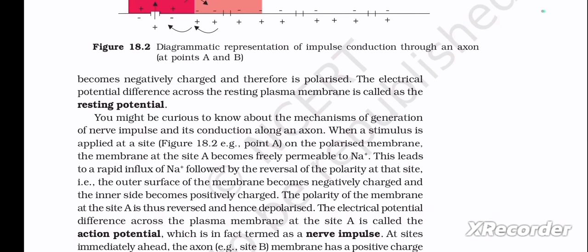You might be curious to know about the mechanisms of generation of a nerve impulse and its conduction along an axon. When a stimulus is applied at a site, site A in figure 18.2, on the polarized membrane, the membrane at site A becomes freely permeable to sodium ions. This leads to a rapid influx of sodium ions followed by the reversal of the polarity at that site. That is, the outer surface of the membrane becomes negatively charged and the inner side becomes positively charged. The polarity of the membrane at site A is thus reversed and hence depolarized.